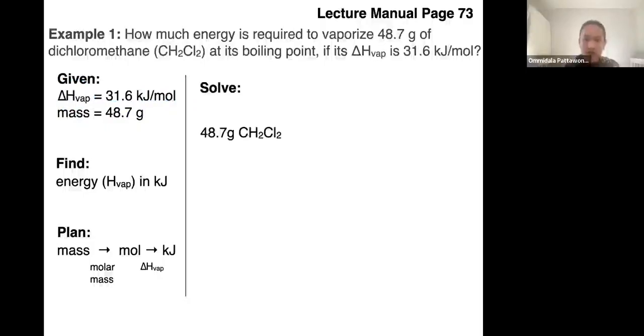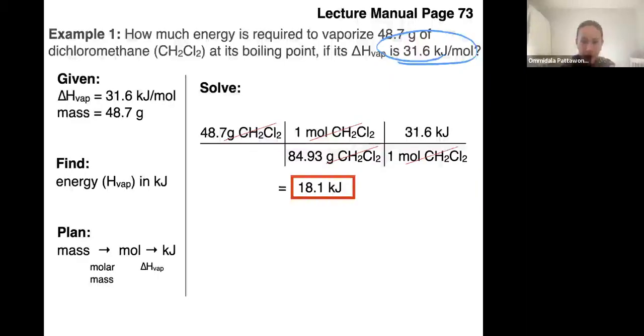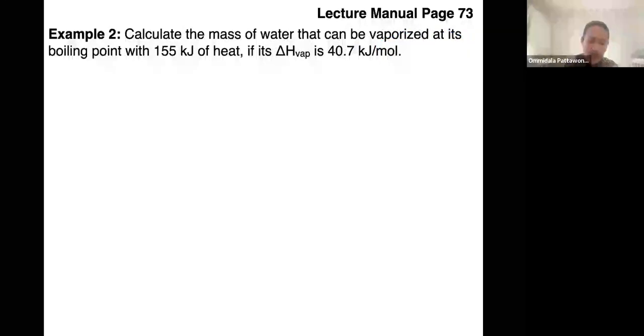Okay, so to solve this, again, you are going to convert from grams to mole using molar mass, and then go from mole to kilojoule using what is given here as the heat of vaporization. So the answer comes out to be 18.1 kilojoule. That means if you have 48.7 grams of dichloromethane, it is going to require 18.1 kilojoule to convert from liquid to gas. Okay, so that's what it means. All right, so let's take a look at example 2.